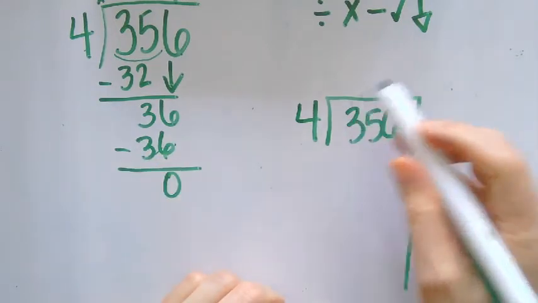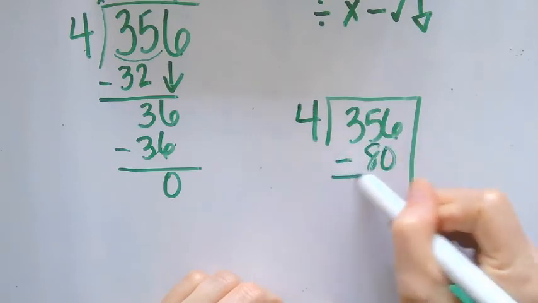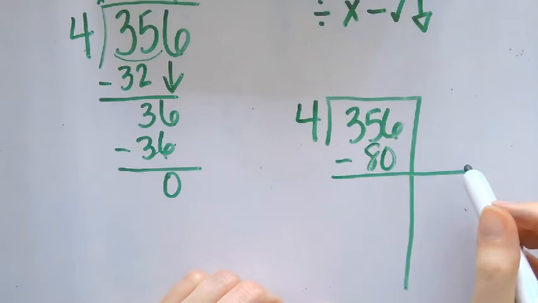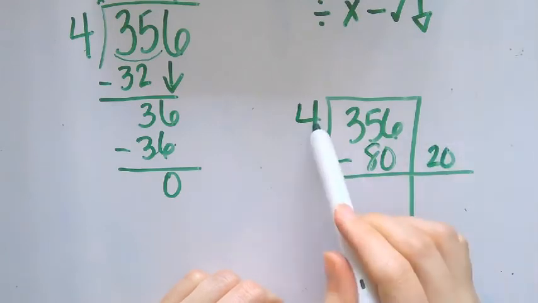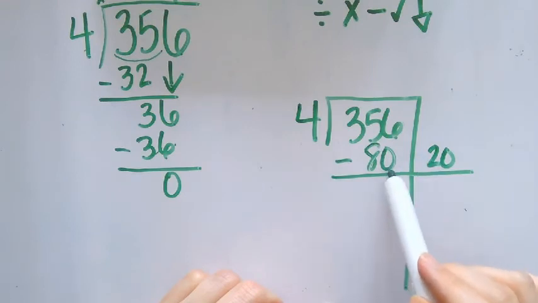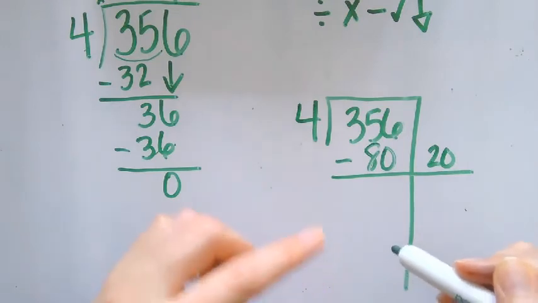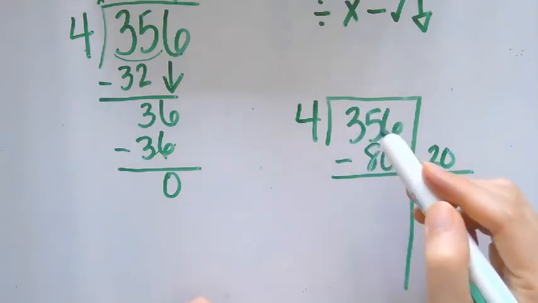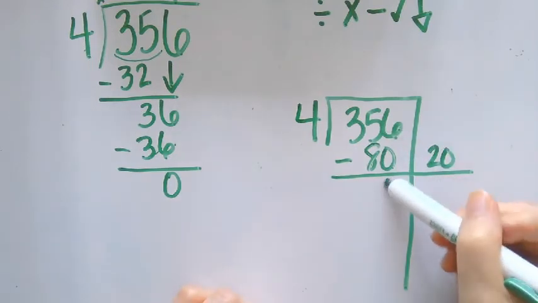So 4 times 20 is 80, and I'm going to subtract it. I'm going to carry that line all the way over, and the number here is going to be the number that I multiplied. So it's 4 times 20, that gives you 80. Then we're just working on that subtraction piece and slowly breaking up this 356 number into smaller numbers. 6 minus 0 is 6.